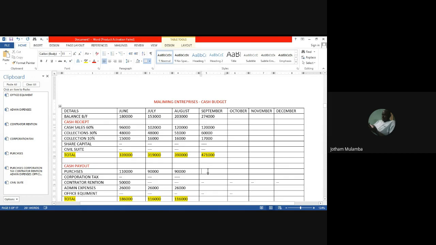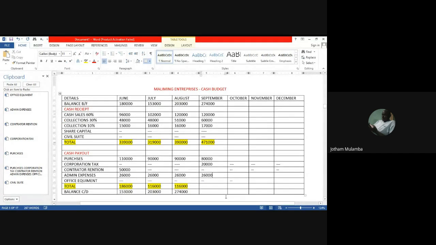In September, we will pay for purchases made in August. How much was purchases in August? 80,000. Then we now have corporation tax. How much were we to pay? 20,000. Because it's a one-off transaction, we can close the other month; we have already dealt with it. Then the administration expenses, 26,000.